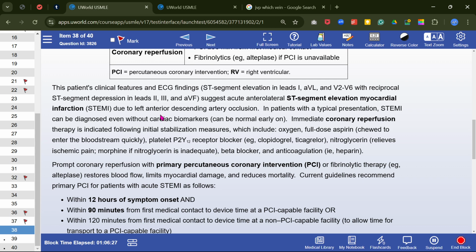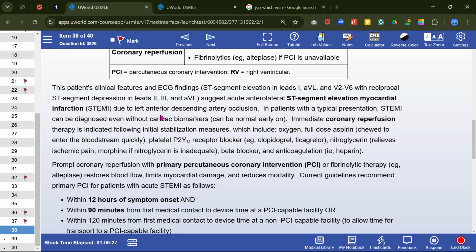So look at this point. In here, they have used everything because it is not an inferior MI. Inferior MI comes with bradycardia, but this does not come with bradycardia. So in here you can use nitroglycerin, you can use beta blocker, and other options. Got it? Okay.